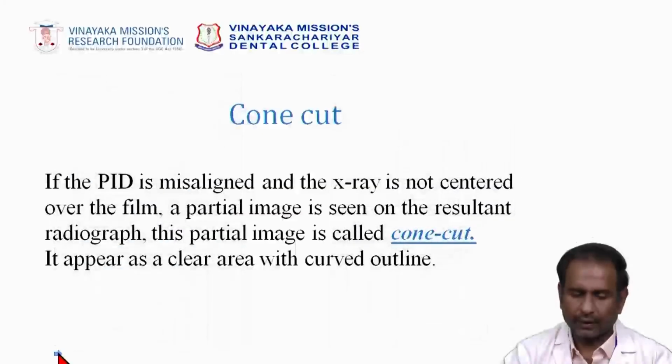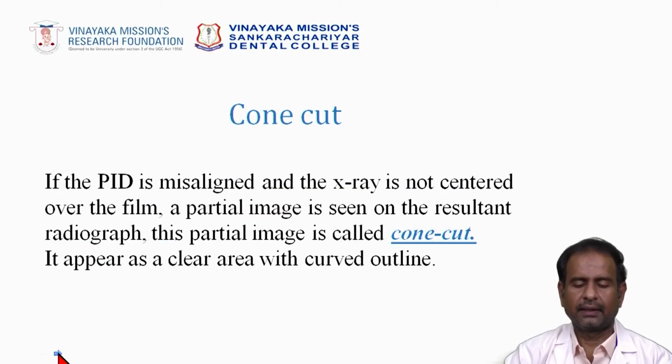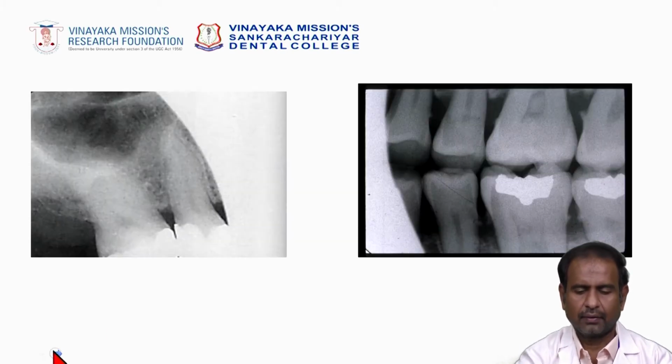Then next is the cone cut. If the position indicating device is misaligned, the X-ray beam is not aligned with the X-ray film. That is the reason for the cone cut. The partial image is seen, and the unexposed area appears as a white area, radiolucent. This is called the cone cut. We will see an example of the cone cut.